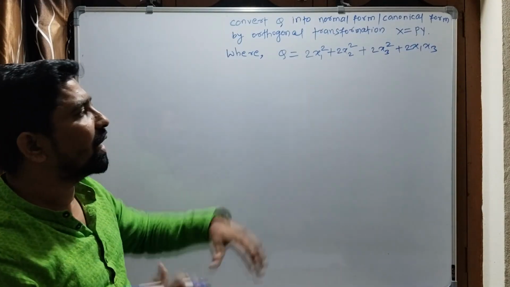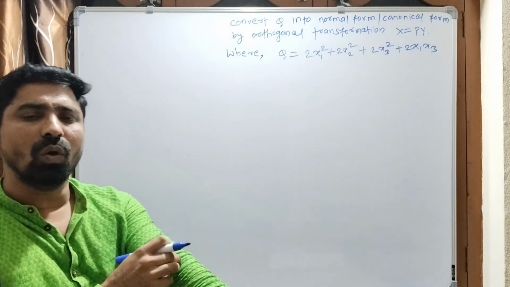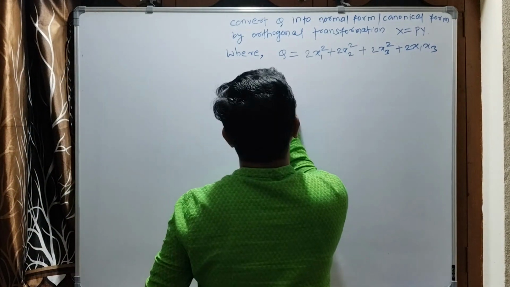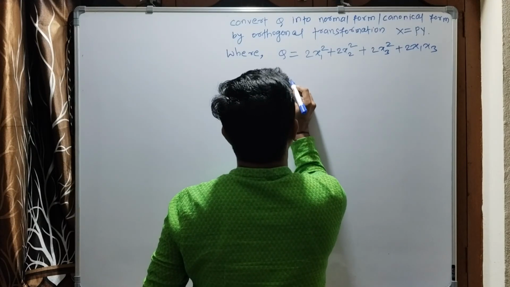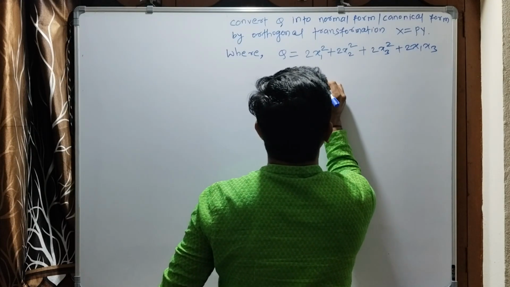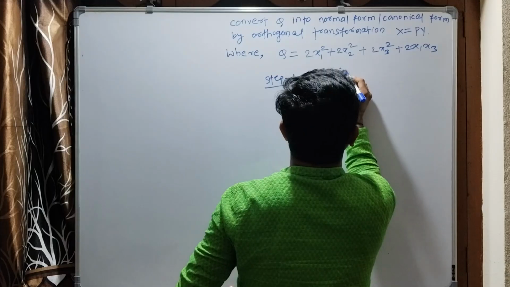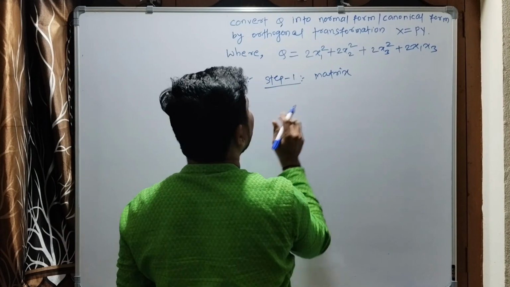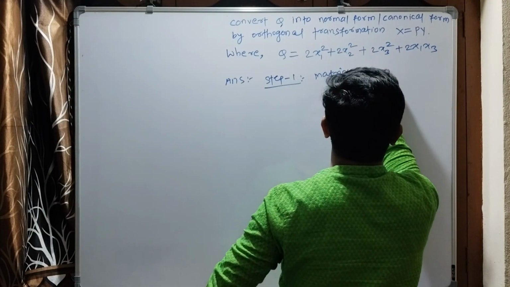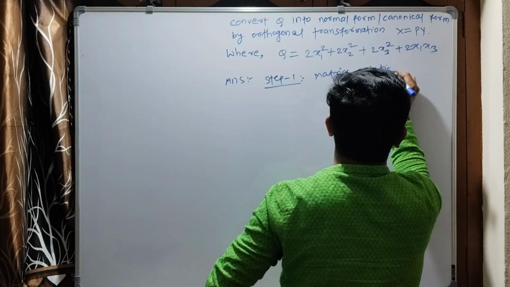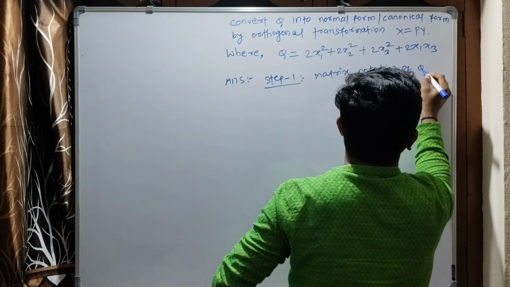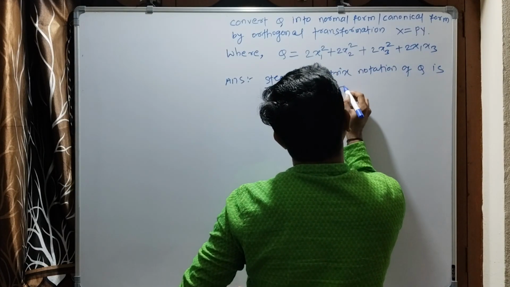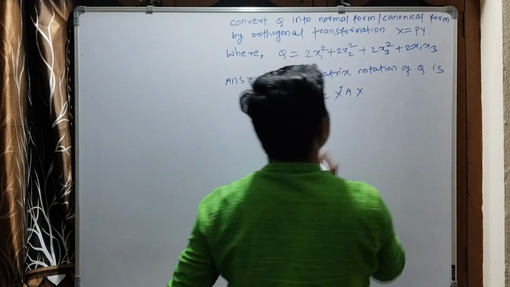So here this is my quadratic form. My first step is to write the matrix notation of the quadratic form Q. So here, step 1, matrix notation. In the answer, step 1 is the matrix notation of Q: Q equals X transpose A X.